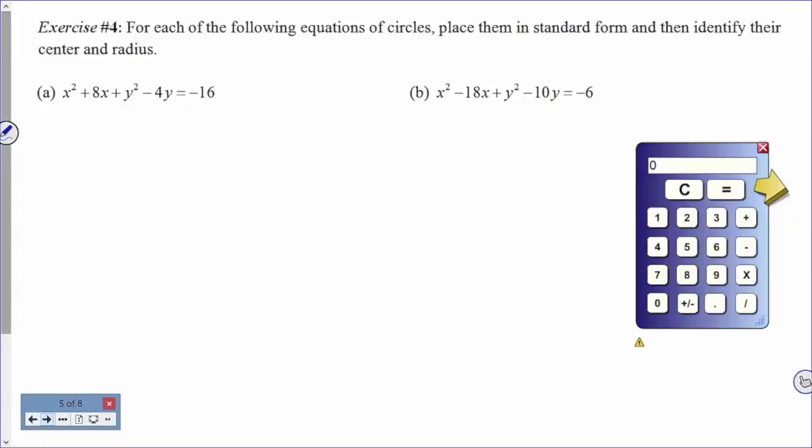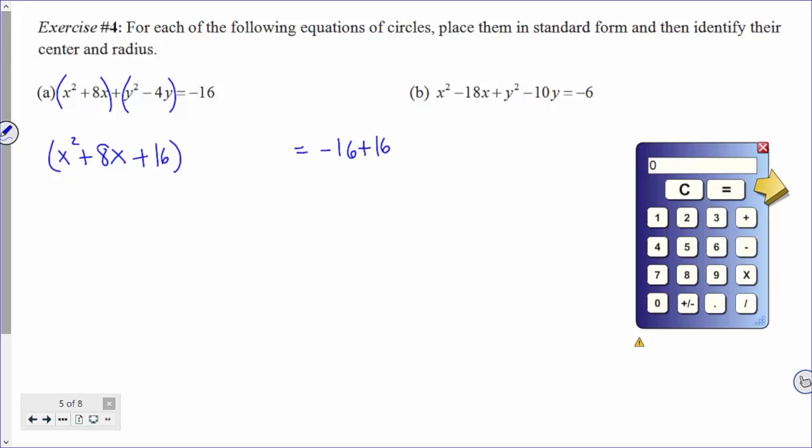Exercise number 4. For each of the following equations of circles, place them in standard form and then identify their center and radius. All right, here we go, letter A. I'm going to group these 2 terms together and these 2 terms together. I'm going to look at the first one, x squared plus 8x. I'm going to take half of that positive 8. I'm going to get positive 4. I'm going to square it and add it on, and that's going to give me 16. Immediately, I'm going to add that 16 to the right-hand side as well.